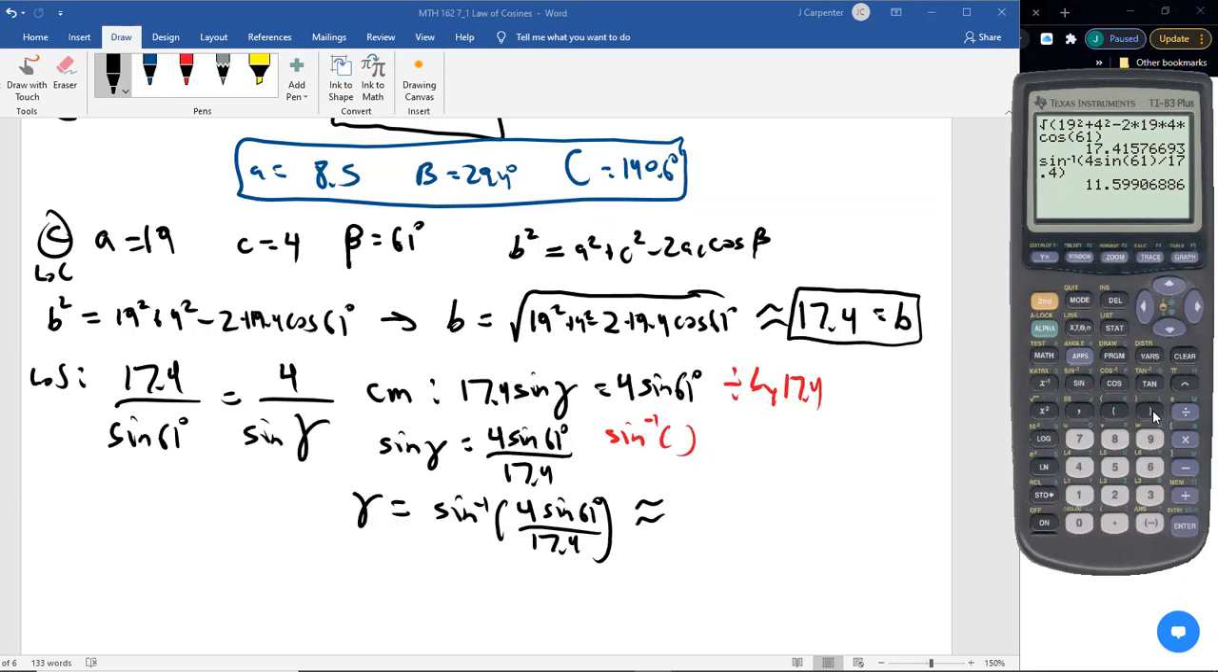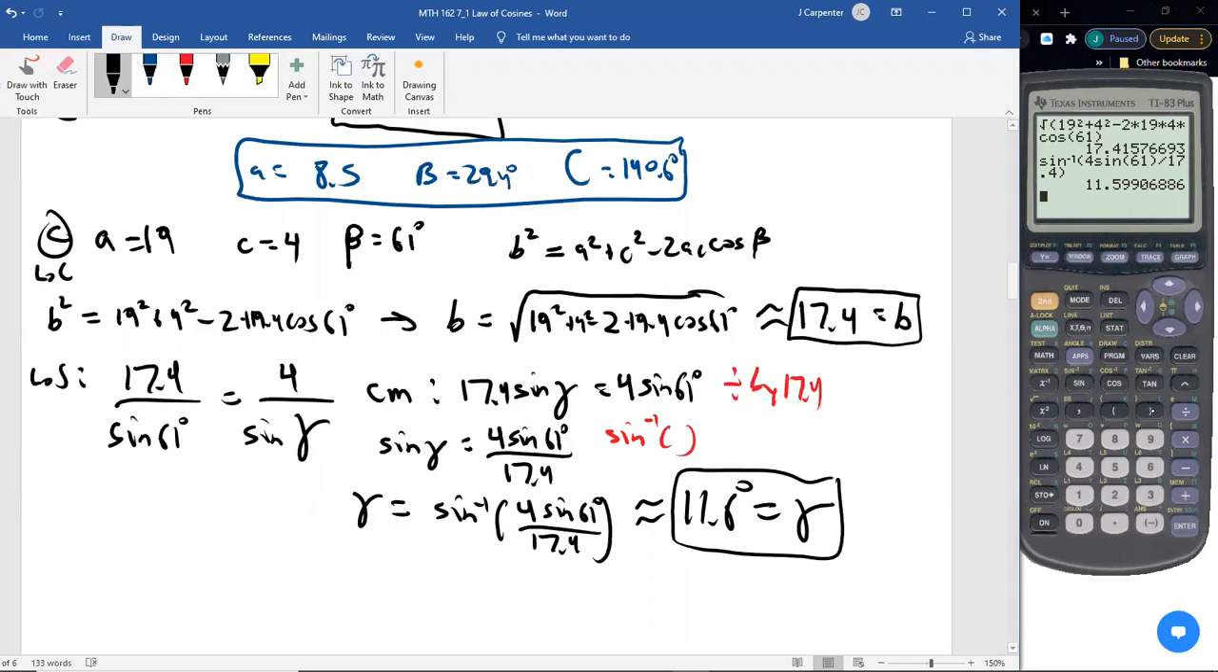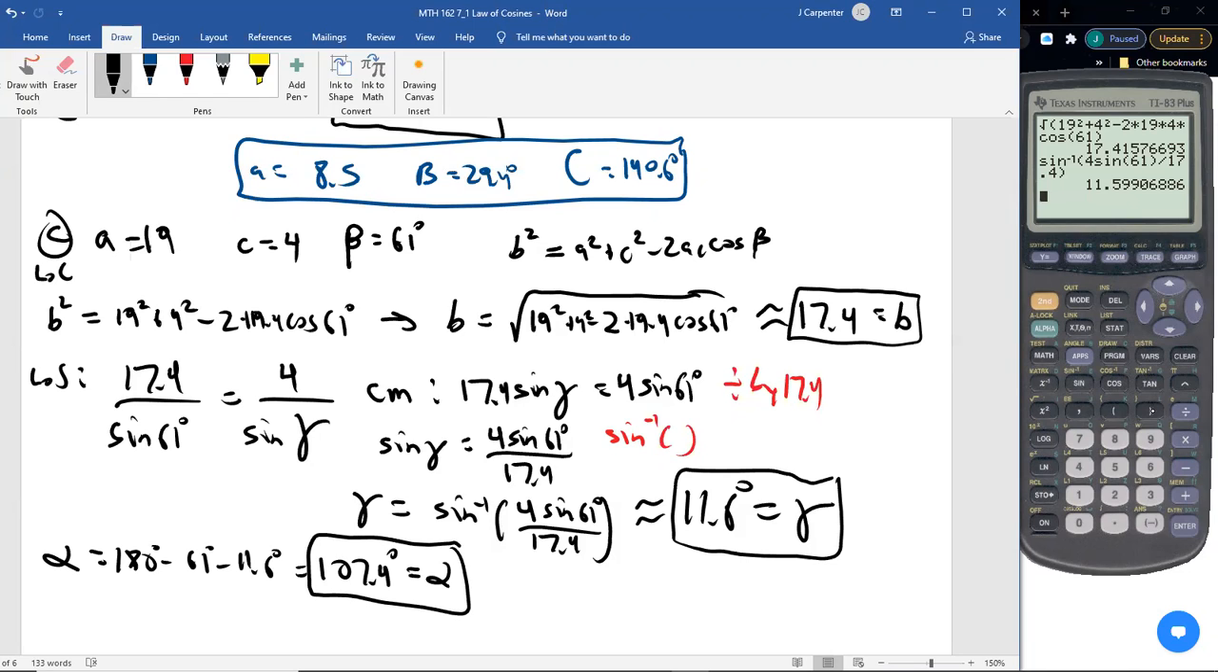We get 11.59 and so on, which will be 11.6. This is an angle, so degrees. That's 61, that's 11.6. I'm willing to bet $1 million that other angle is bigger than 90. How do we find the third angle, which we're going to call alpha? It's 180 minus the others. 180 minus 61 minus 11.6. So what's that? 119, 108, so 107.4. That's our alpha. And since that's bigger than 90, we would have had issues with the law of sines.